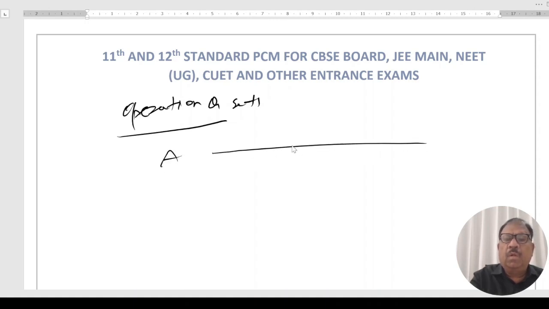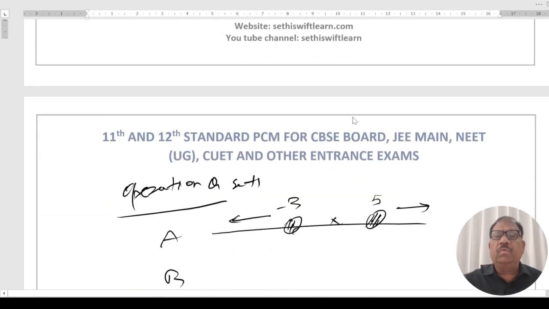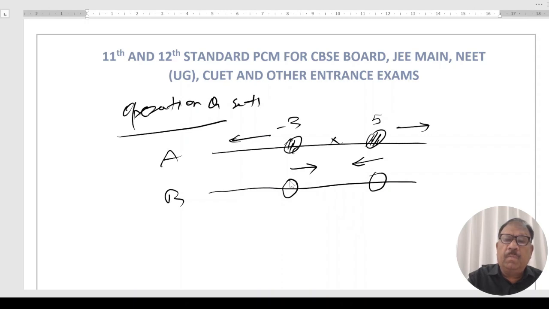A is minus 3 and 5, both are closed intervals. ये कहता है इधर जाइए, ये कहता है इधर जाइए, in between कुछ नहीं है. And set B is minus 3 to 5. Draw the number line, minus 3 and 5. ये कहता है इधर जाइए, ये कहता है इधर जाइए. Minus 3 is a closed interval, 5 is an open interval. Now find A minus B.